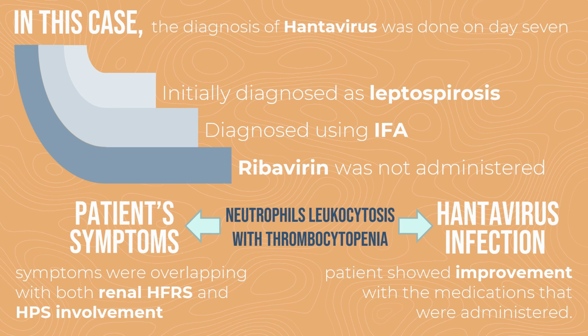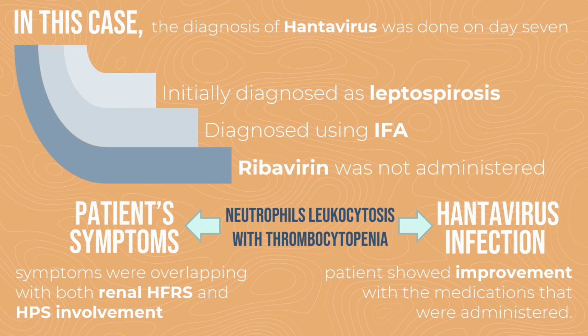The diagnosis of hantavirus was done using the immunofluorescence assay, which is used to detect IgM against hantavirus at 1:100 dilutions, which tested positive and confirmed the diagnosis. Ribavirin, a nucleoside analog, was not administered since the diagnosis was made retrospectively after apparent recovery.